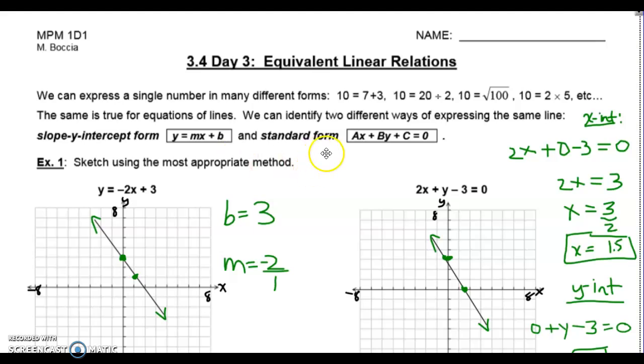We've also seen equations presented in standard form. In standard form, I have the x, the y, and the constant all on the left-hand side of the equal sign, and 0 is on the right-hand side.